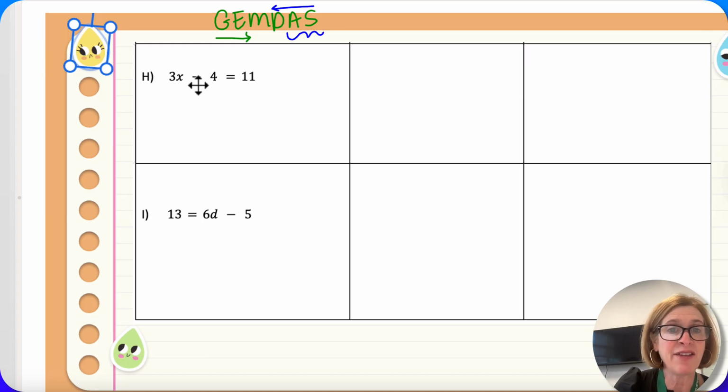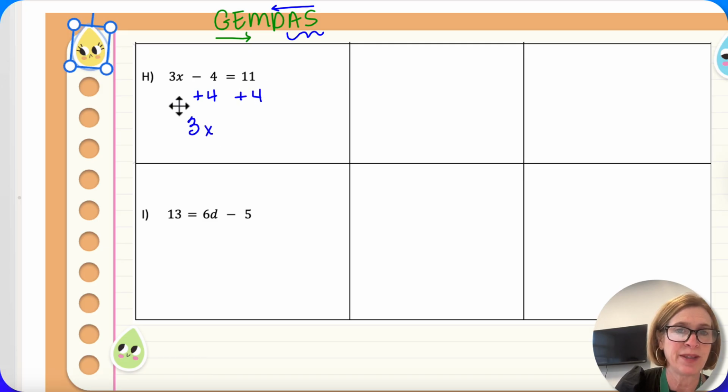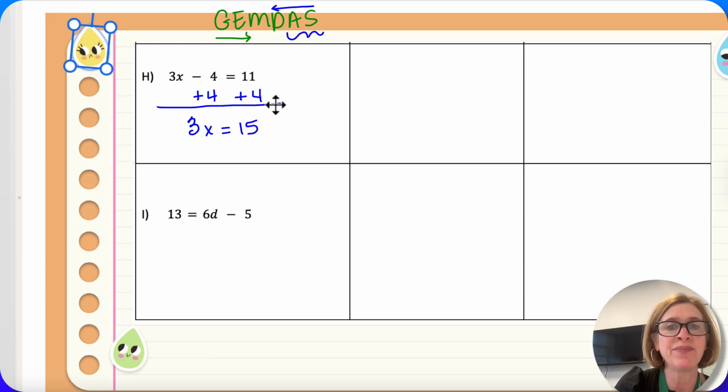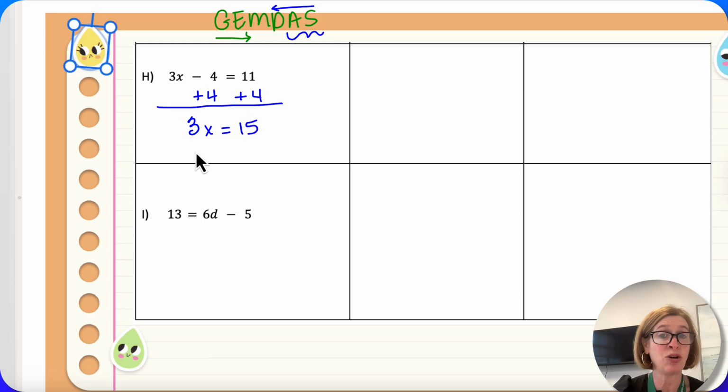All right, so I see that 4 is being subtracted from 3x. So that means I have to do its inverse. So I have to add 4 to both sides. Line, 11 plus 4 equals 15. And so now I have a simplified equation.